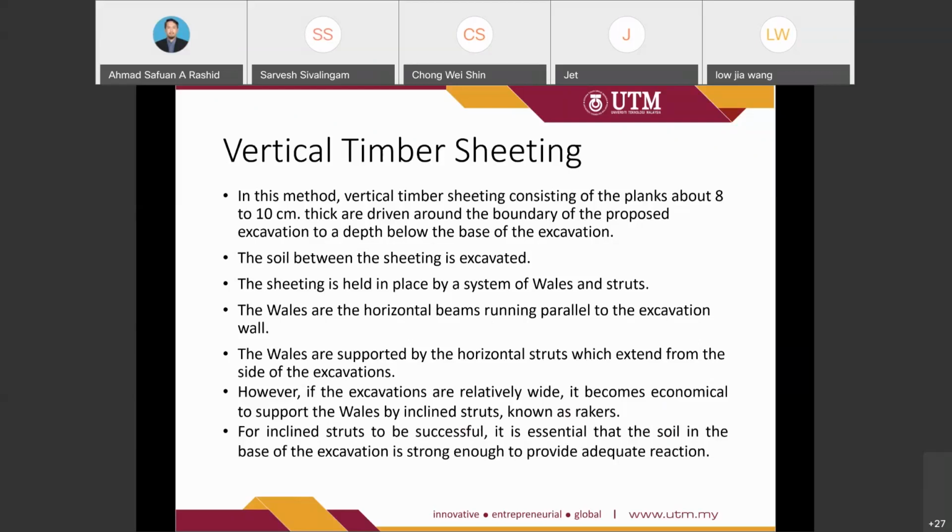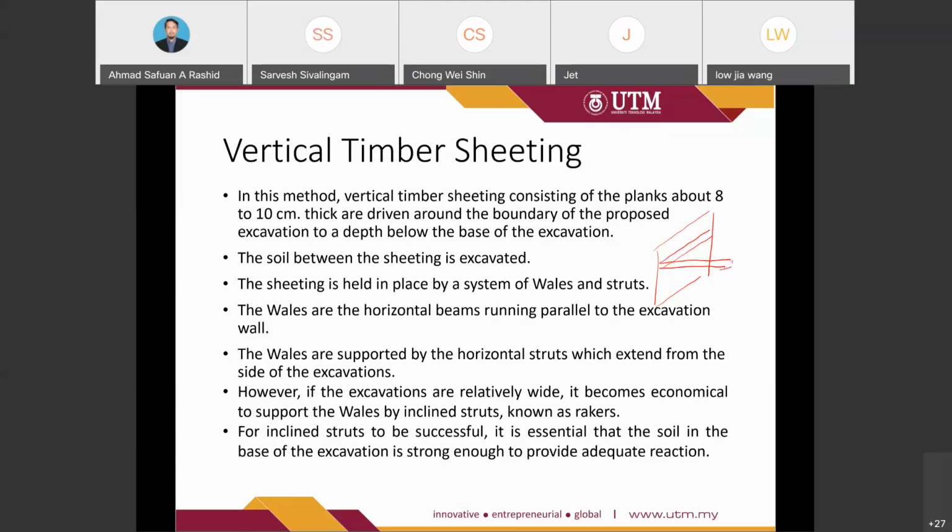So this is the sheet pile, and there will be a wale, and the strut will be like this. Strut. So the sheet pile is the main bracing system, and in addition, they have a wale running parallel to the excavation, and also the strut.